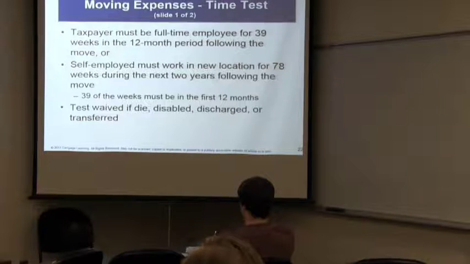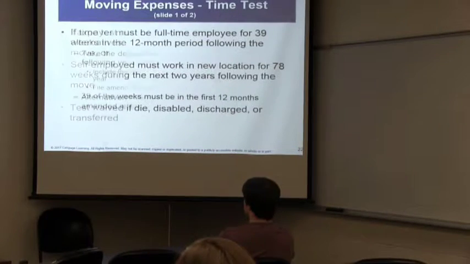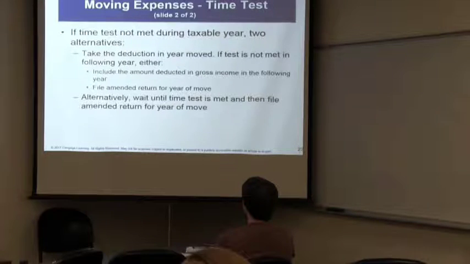So what are the options? Well, the taxpayer has two options. They can either go ahead and take the deduction in the year that they move, even though the time test has not been met, or they can wait until the time test is met and take the deduction. Both of these options are acceptable under the code. They can choose the time frame for taking their deduction.